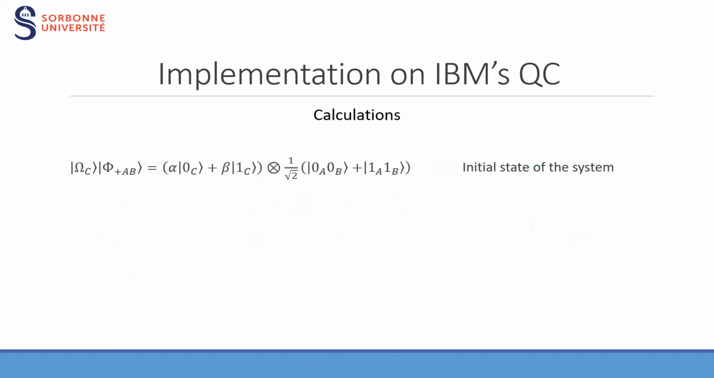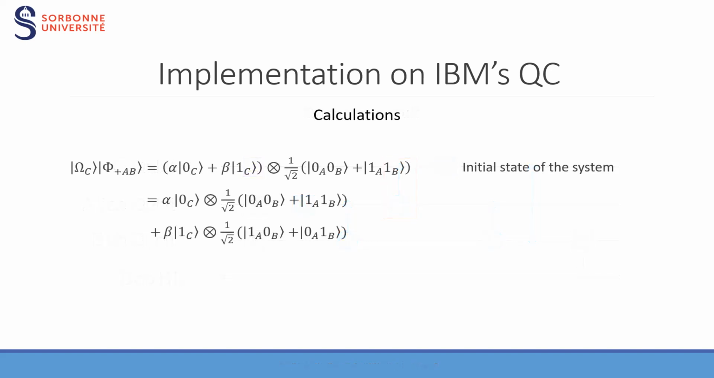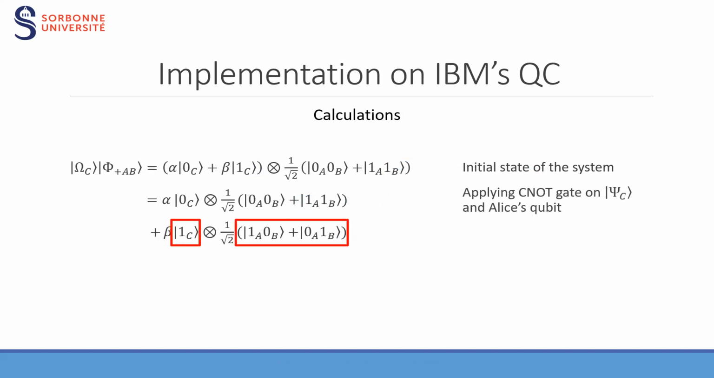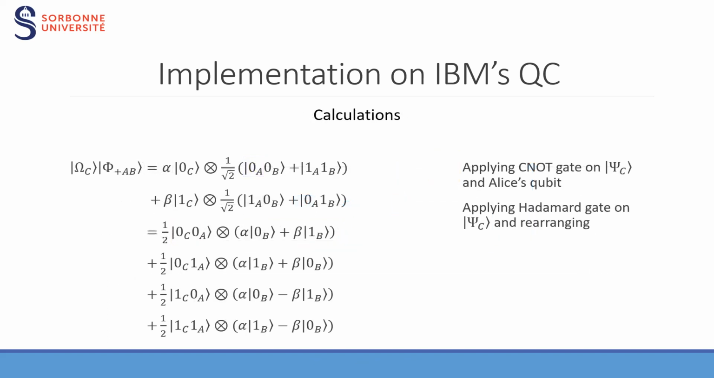We can run the calculations as follows, starting with the initial state which is the same as before. Now we will adapt the circuits to the detector we have, which measures in the computational basis. To do so, we used the CNOT gate between Alice and the state we want to teleport, Omega. The system is now in this state. We then use a Hadamard gate on the quantum state Omega and obtain this new state. We have the same result as before, but now expressed in the computational basis.